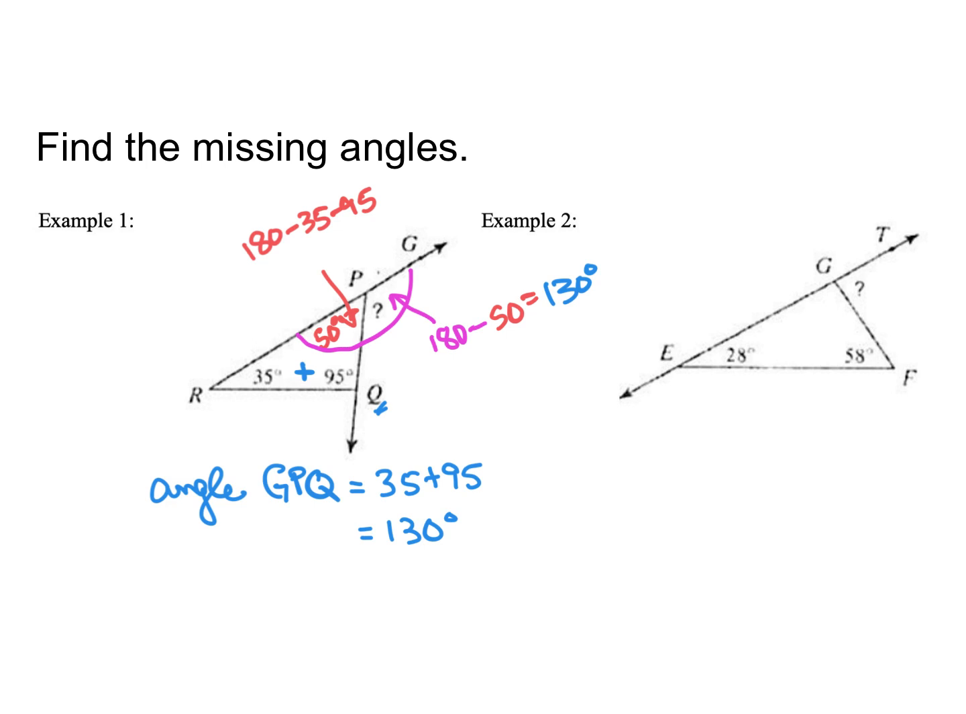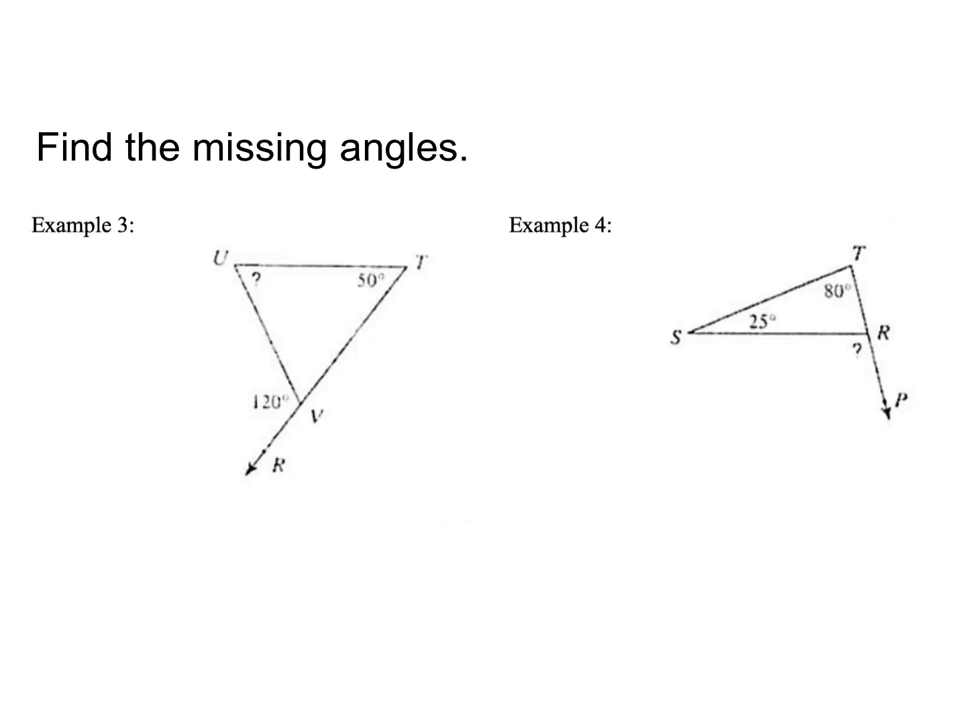Let's look at example number 2. Again, we want to find this exterior angle here. And so angle TGF is going to be the addition of the two angles inside the triangle across from it. So it's going to be 28 plus 58. So 28 plus 58 equals 86 degrees. Awesome.